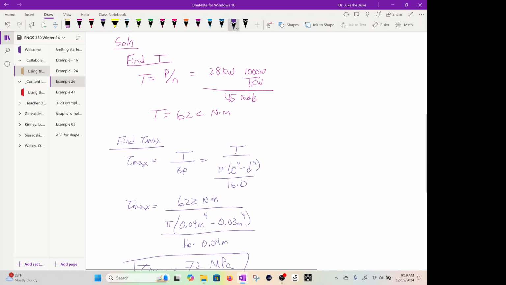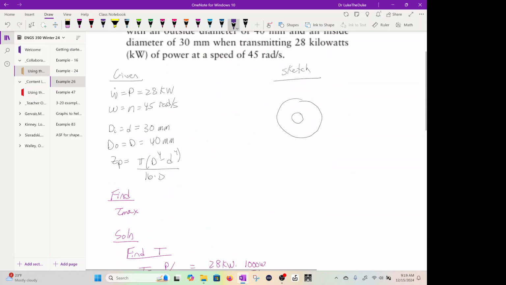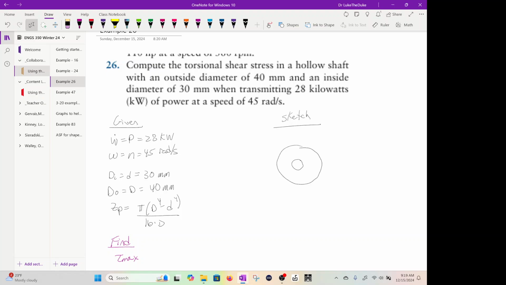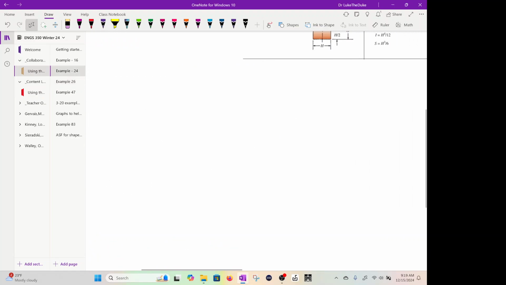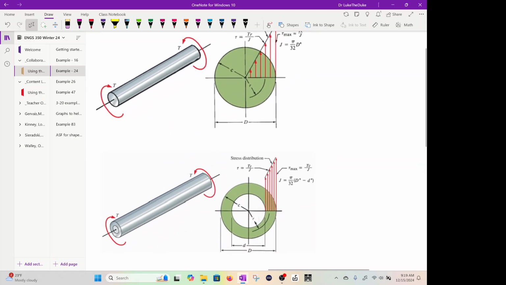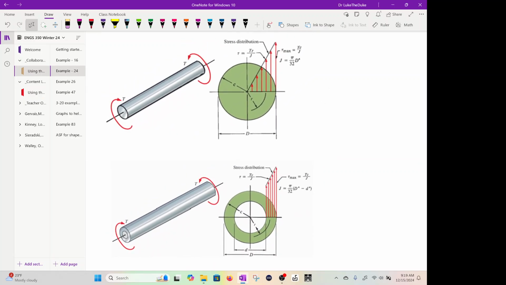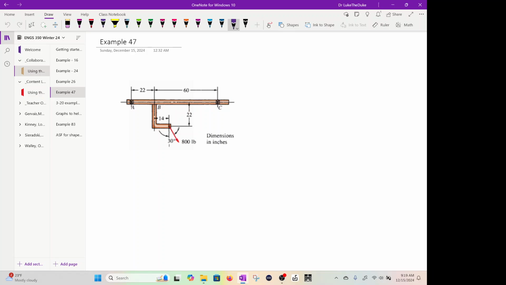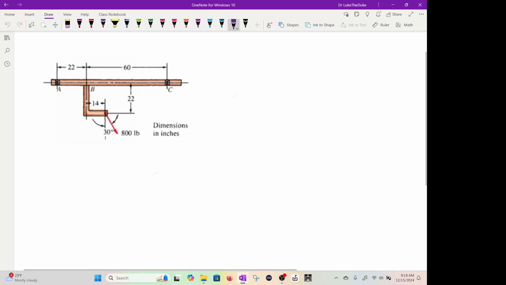So that's a couple examples of torsion and finding the maximum shear stress, which, going back over here, is going to happen at the outside, at the far ends of these. All right. Let's do an example of shear and moment diagrams. I'm just going to move this over here and blow this up.